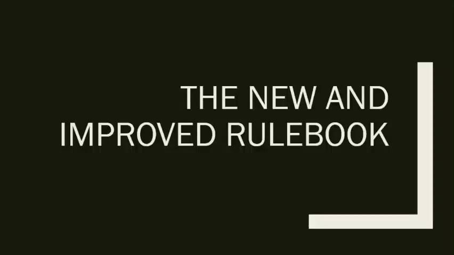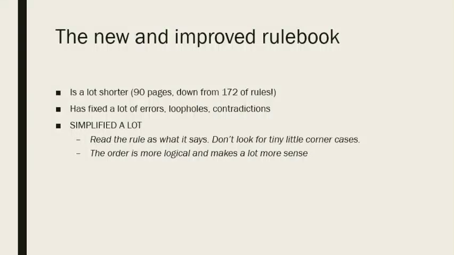So, the new and improved rulebook. It is a lot shorter. Now, 90 pages doesn't sound short until you realize that it used to be 172. As you're scrolling through, you'll notice there's a really thick appendix section at the back. There's a lot of different appendices, and they're really all very useful.